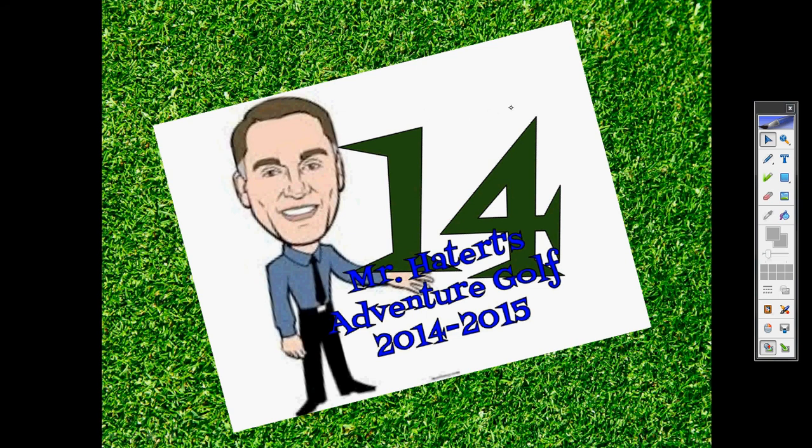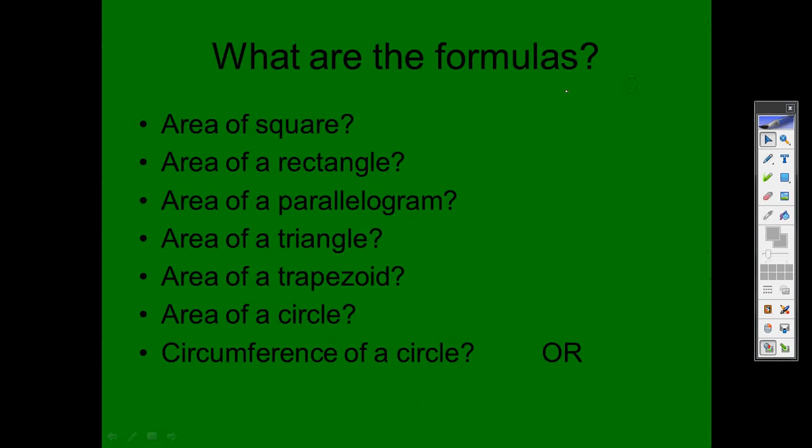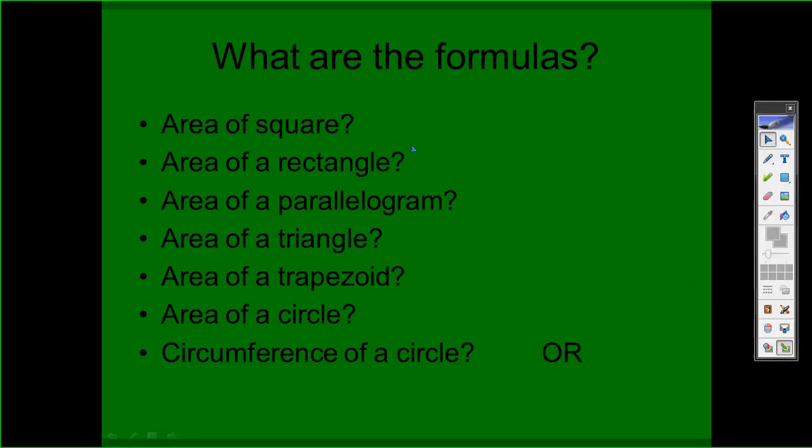Welcome to the 14th hole of the Adventure Golf Unit. Today we are going to be putting together some of the information we learned on the last couple holes and looking at composite figures. When we're looking at the area of a square, just a quick review here, we're going to take the side length squared.